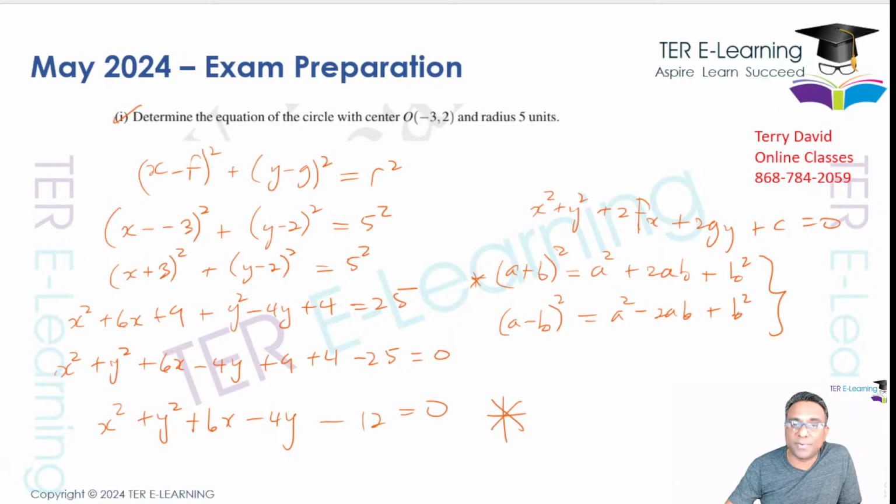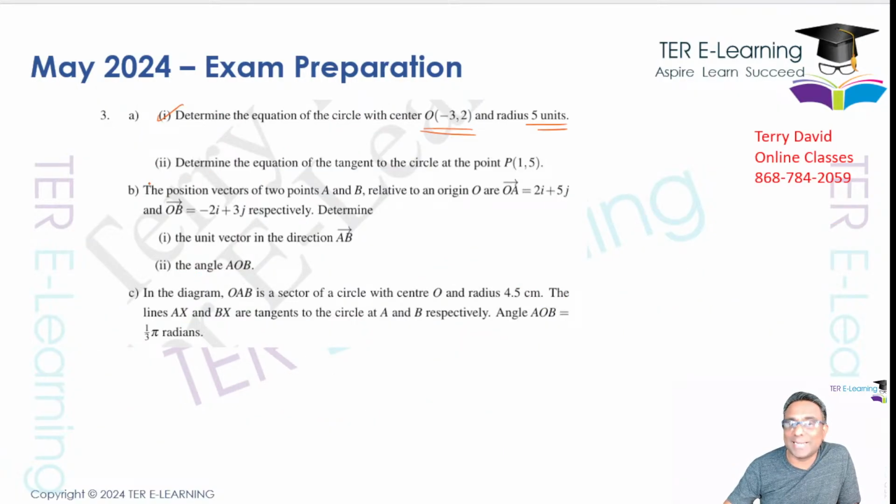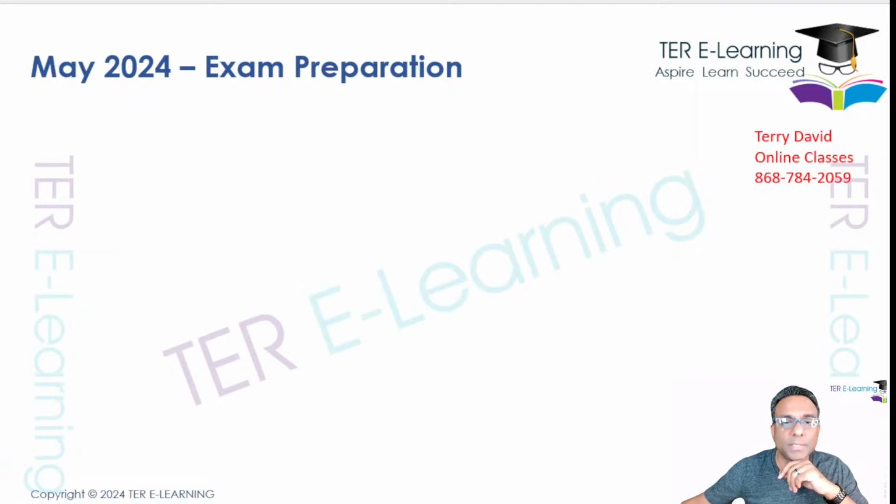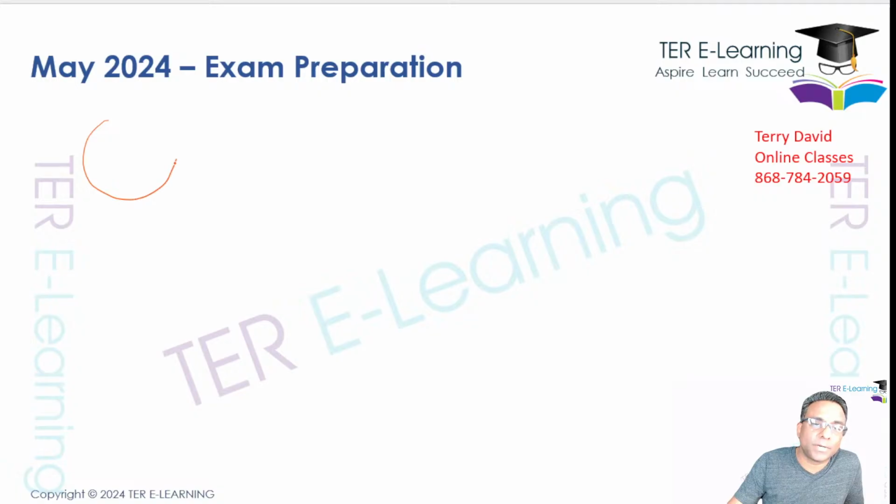Let's see what else we have here. Like I said, they love to bring circles. Normally when they give us circle questions, they may ask us to find the equation of the tangent, or they may ask us to find the equation of a normal. So let's get a blank slide here. Now, when it comes to a circle, this is a circle here.